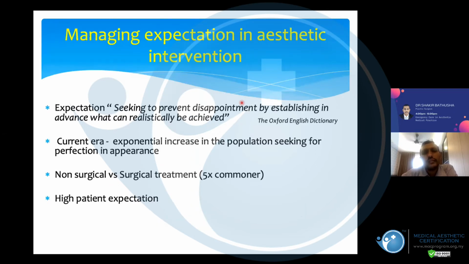The first thing that you need to know is the patient's expectation. What is actually an expectation of the patient? It is seeking to prevent disappointment by establishing in advance what can realistically be achieved. This is the literal definition from the Oxford Dictionary. So you need to make sure that your patient understands what they are looking for and what you can definitely offer them. What you can offer them should be realistic, within your capacity and credentials, and very safe for the patient.